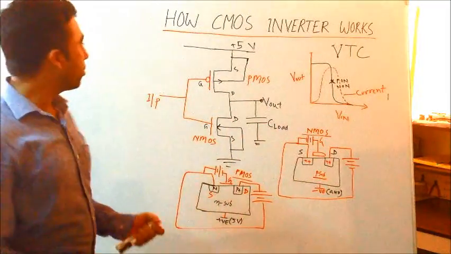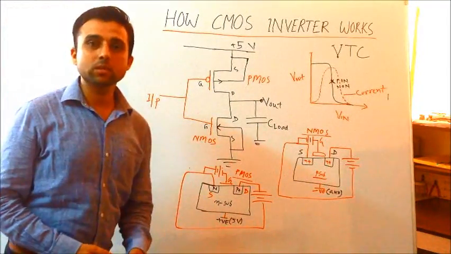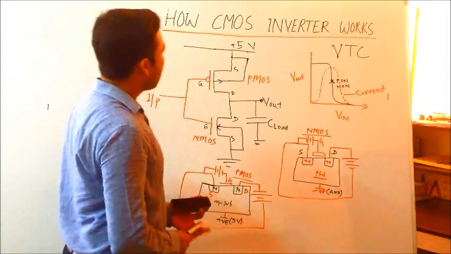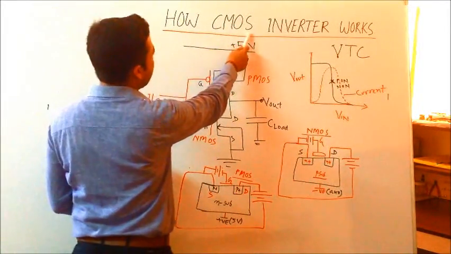In this video, we'll discuss how the CMOS inverter works. CMOS means complementary metal oxide semiconductor. Normally, it's called the MOS system. It's called metal oxide semiconductors.